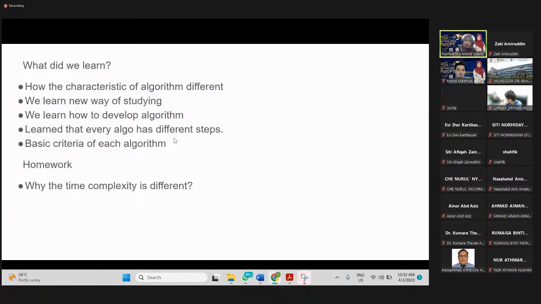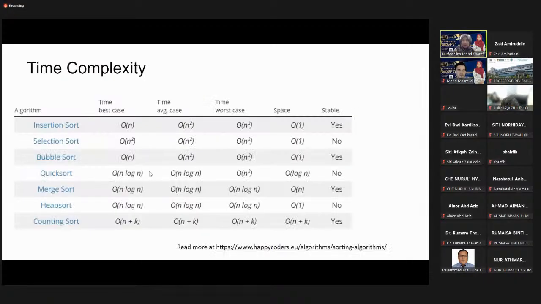So I put this up on the slide, tell them. So now, do you realize what we have learned? I also learned together with you, students. Now, do you realize that you understand the characteristics of these algorithms? You also learn your way of studying. You learn how to develop a goal. You learn that each of them has different steps and you identify the basic criteria. So you have some homework still: why the time complexity is different.